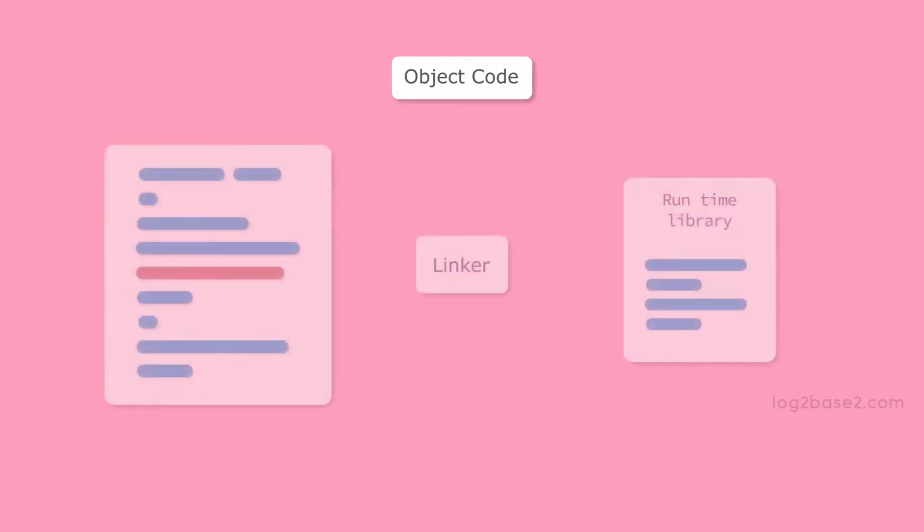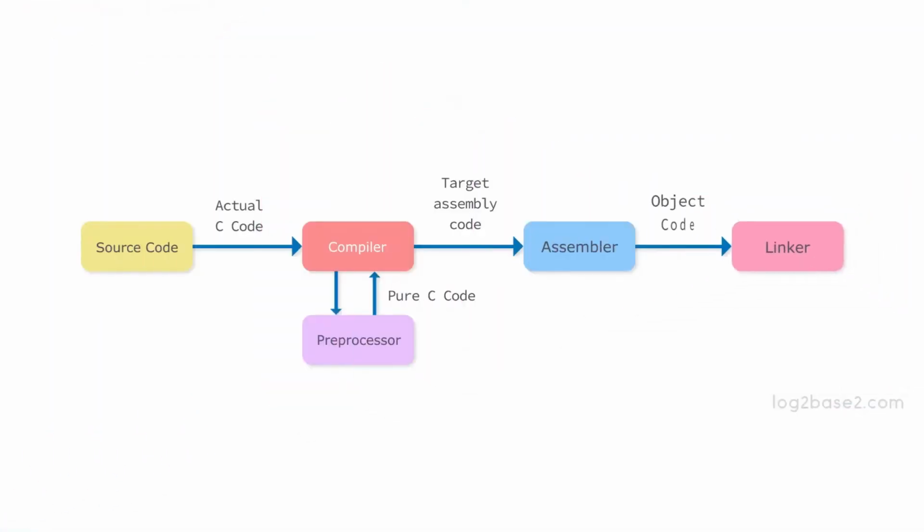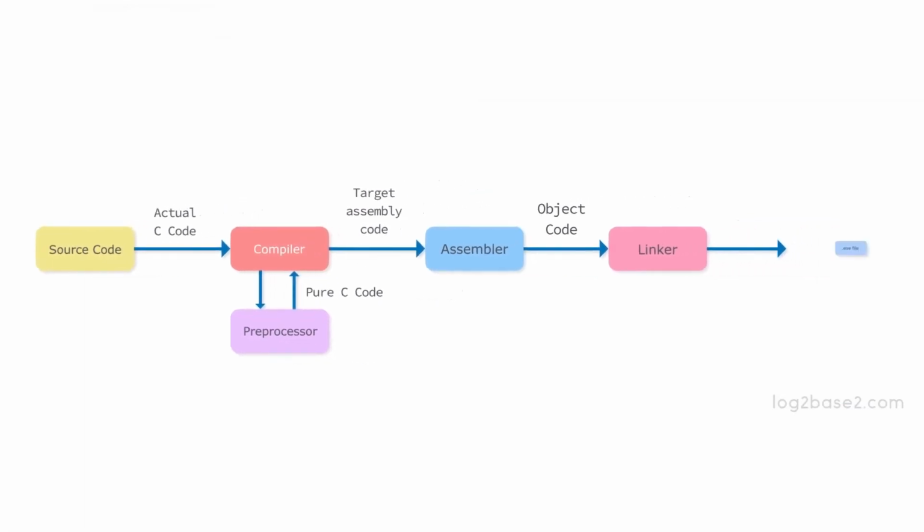Now, what if the linker is unable to find the unresolved symbol or function's code? Then a linker error will be thrown. So preprocessing, compiling, assembling, linking is done and we got the executable file.